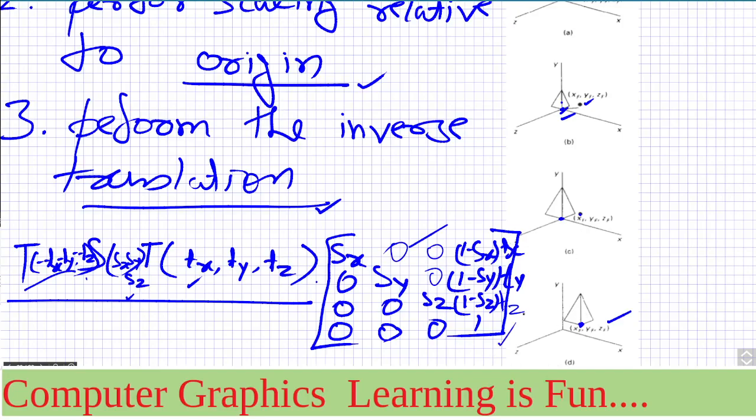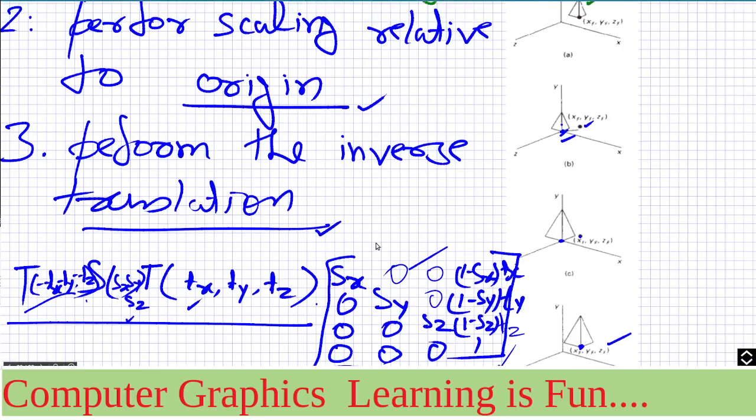So this composite matrix, if you use it, you can perform this kind of translation: moving to the origin, then rotation, then the scaling, and then translating it back. This is the story of your scaling. Till now, if you have any question, you can ask.